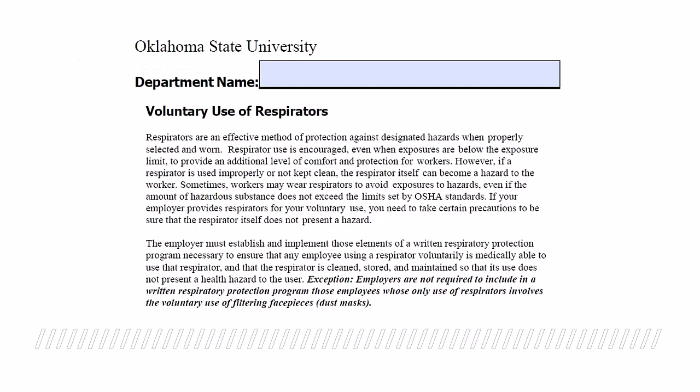The exception is employers are not required to include in a written respiratory program those employees who only use a respirator that involves voluntary use of filtering face pieces, such as a dust mask.